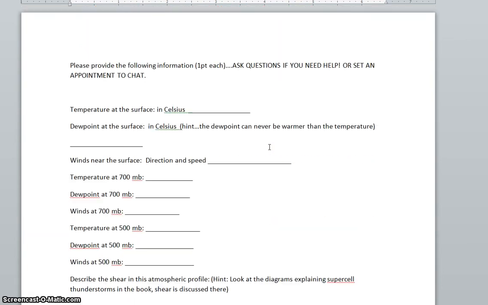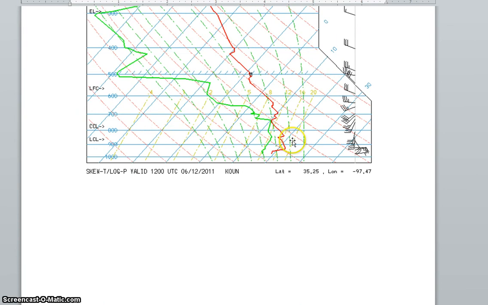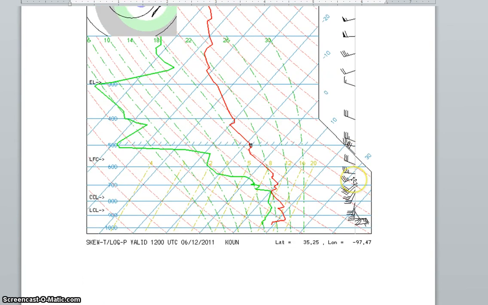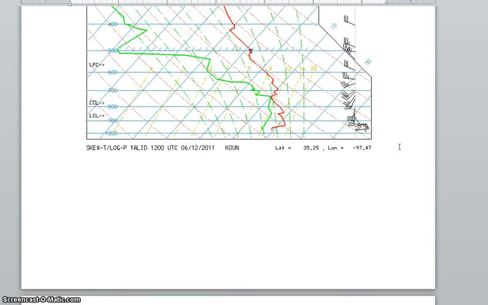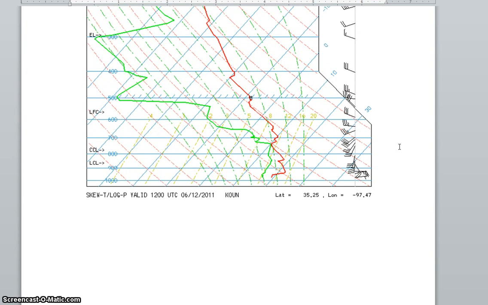We're looking for the air temperature and the dew point temperature at the surface. The next one is 700 millibars. We're looking up here at 700 millibars, and the next one is 500 millibars. You find that one on your own. Then you have to get the wind speed and direction for each one of those heights as well. All we're asking you to do is look for these values on this chart.